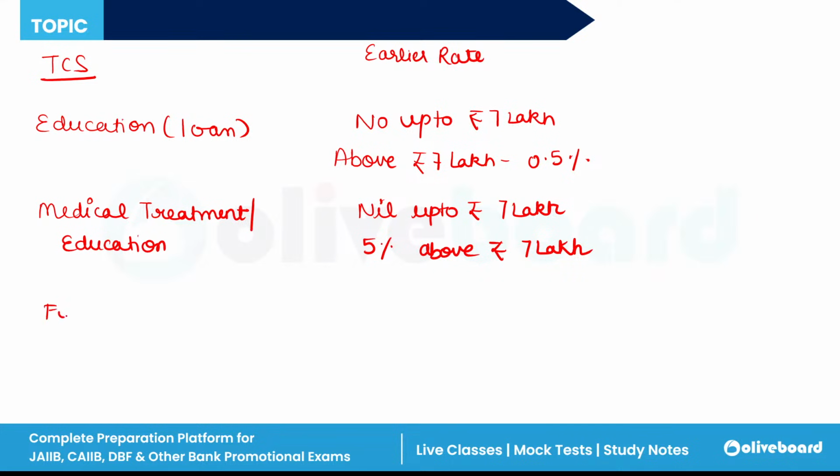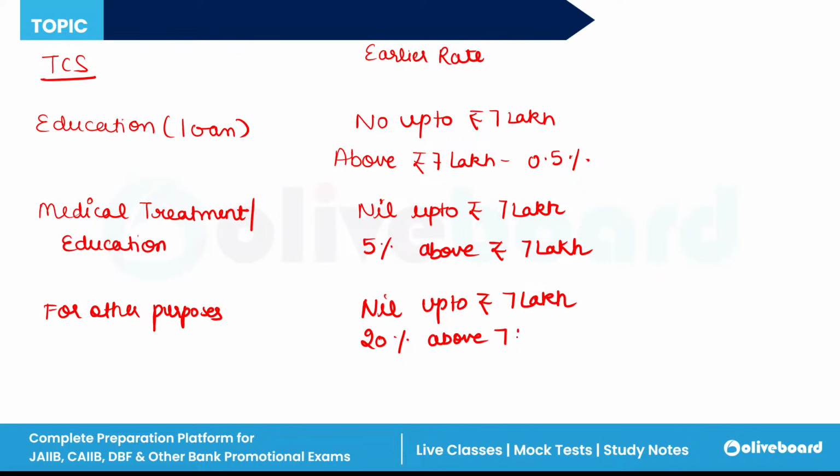Then for other purposes, what is the earlier rate? Nil, again, up to rupees 7 lakh and 20% above 7 lakh. That is correct. Up till now we learned that this is the rate. But now the new rate from 1st of April 2025.